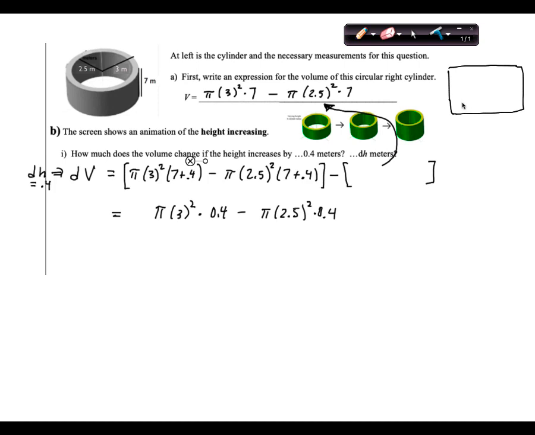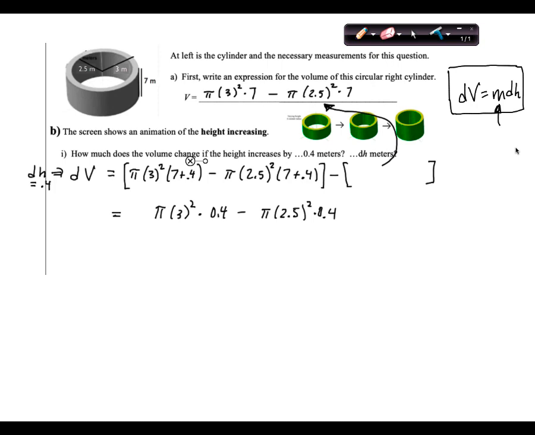Rate of change of volume with respect to height. dV equals m dh. Wouldn't it be? That would be my rate of change of volume with respect to height, just like dy equals m dx.